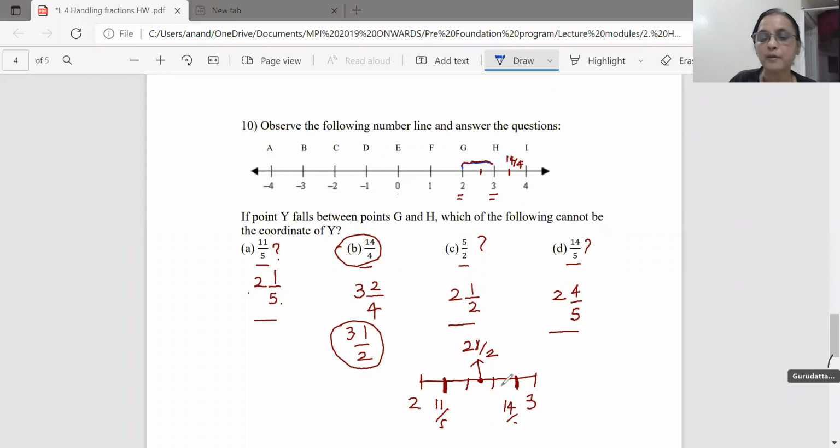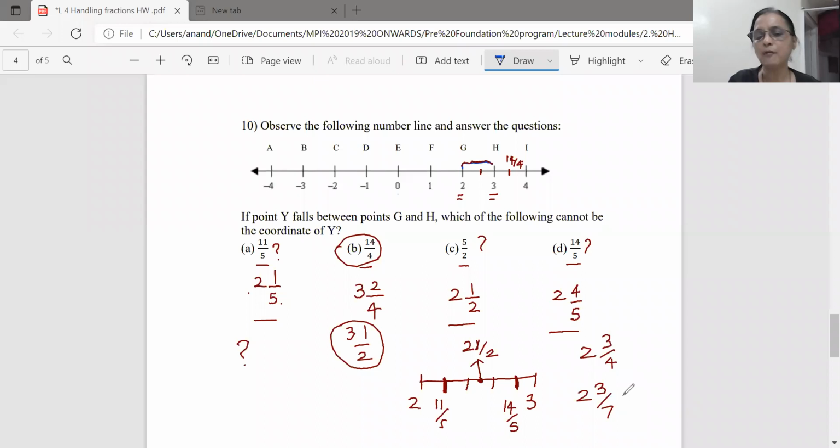Are you getting it? So this is how you can locate rational numbers on a number line. If I ask you to locate 11/5 or 14/5 on the number line, this is how you can do it. How can you extend this question further? Now I know 2 integer 1/5. Try to locate 2 integer 3/4. Try to locate 2 integer 3/7.